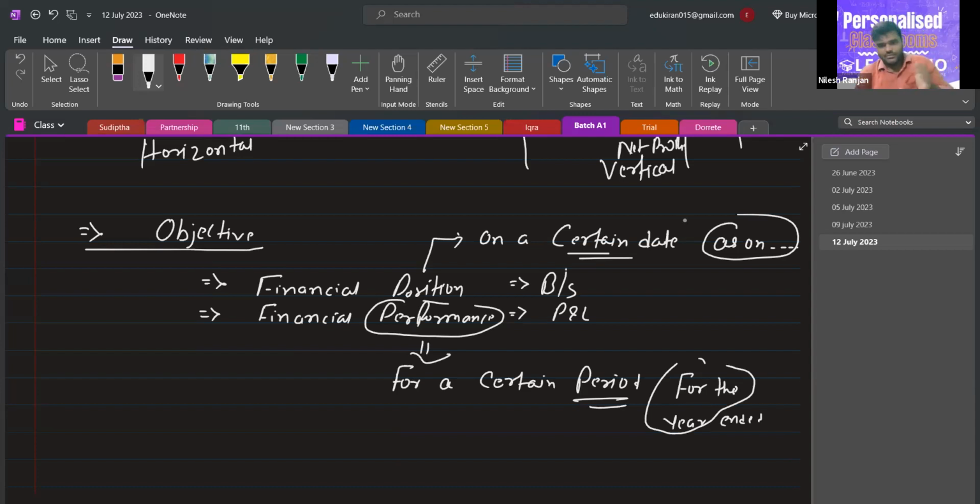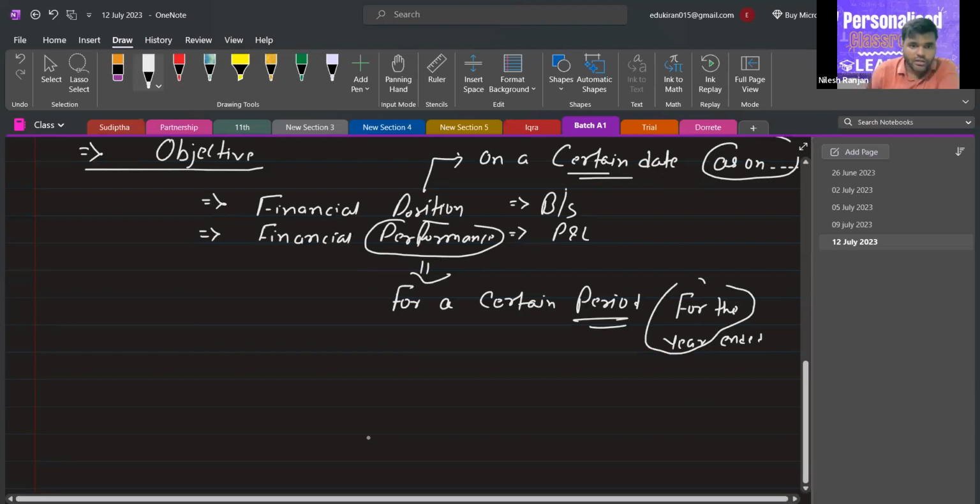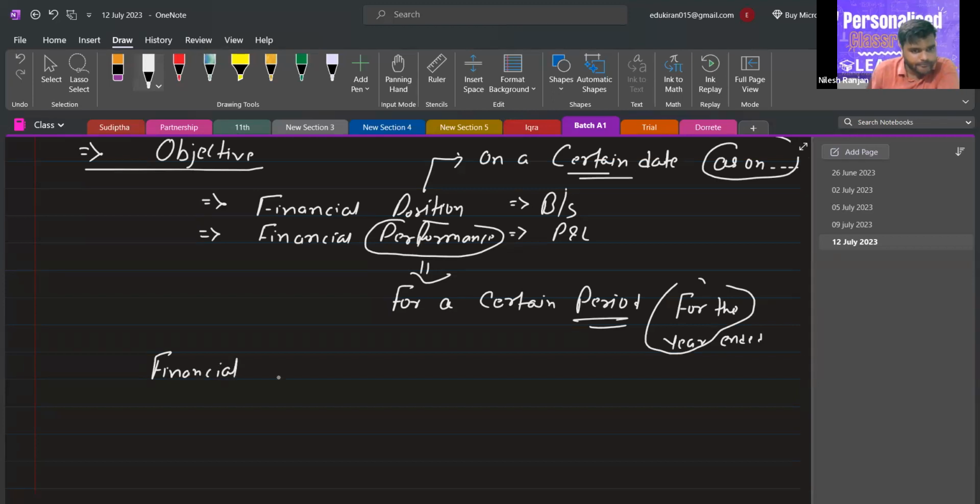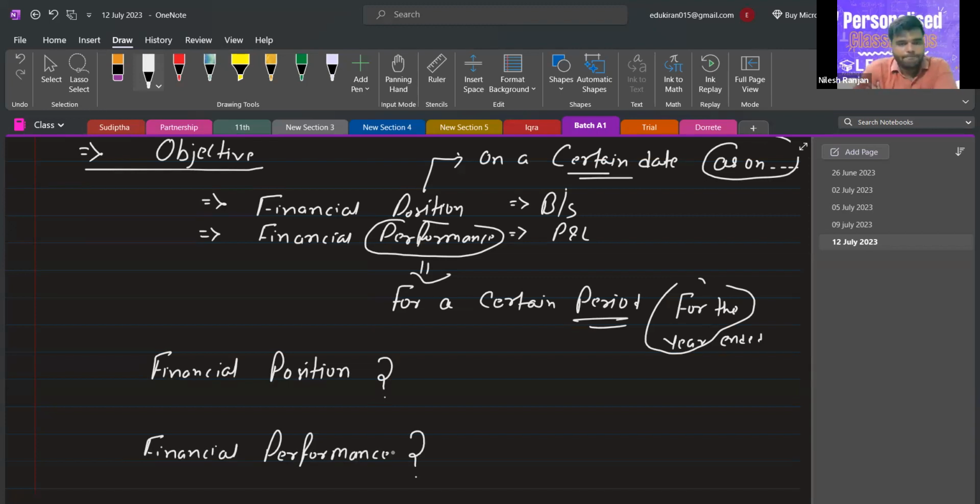So this is why we write "as on" in the balance sheet and "for the year ended" in the profit and loss. Now, after this, what is financial position actually? What do you understand by the word financial position, and what does it mean by financial performance?